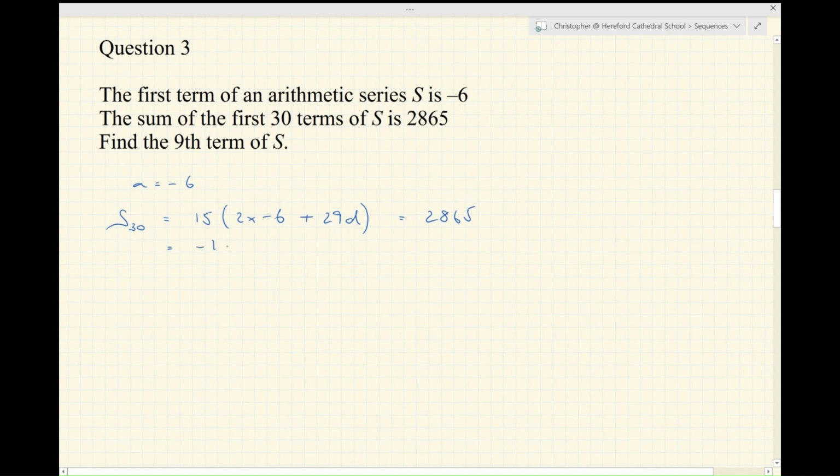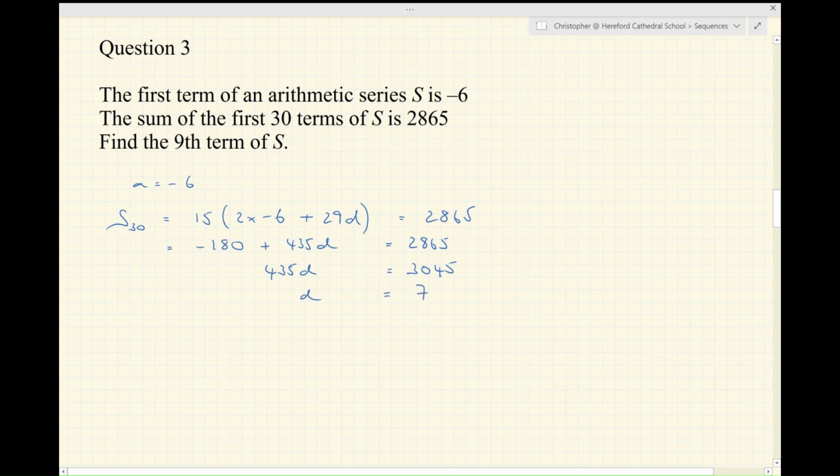I've got minus 180 plus 15 times 29, 435d equals 2865. So add 180 to both sides. 435d is 3045. Divide both sides by 435, and d is 7.